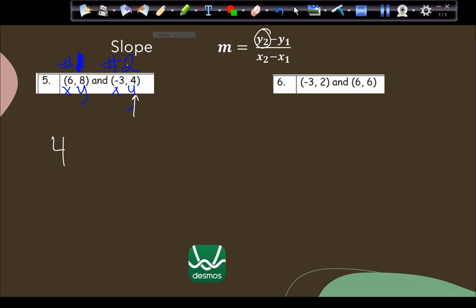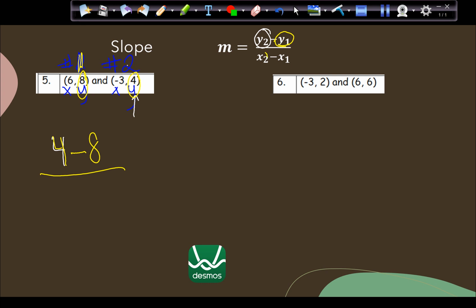Let me use a different color so you can actually see it. That would be 4. And then the formula has a subtraction sign. Y sub 1. I'm going to go to point 1 and get the y value, which would be 8. So all I'm doing is just plugging these numbers in the formula. I'm not actually doing any math yet.